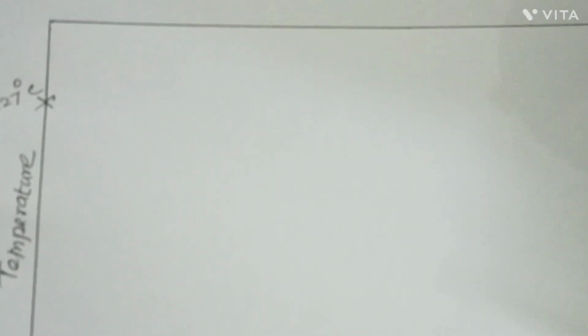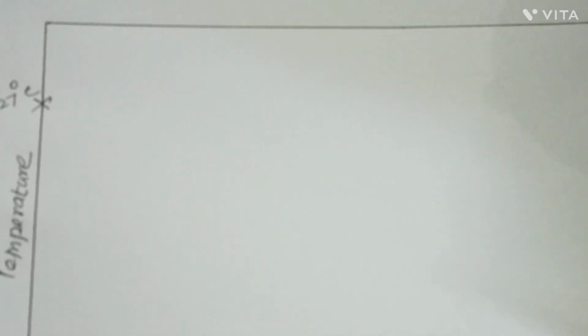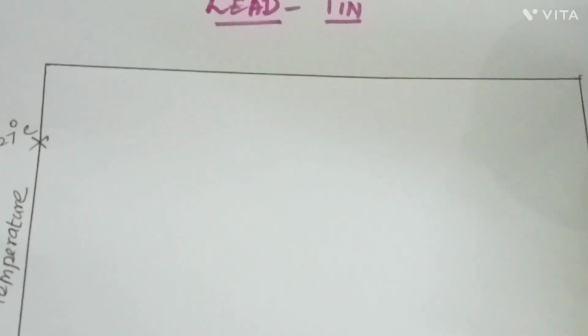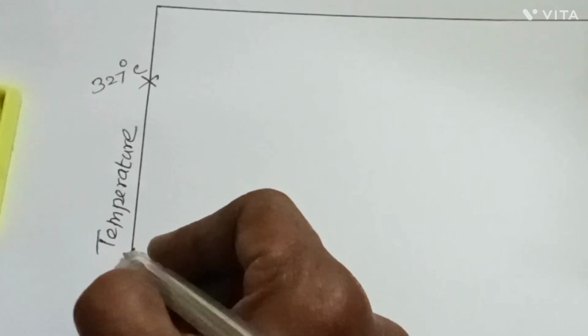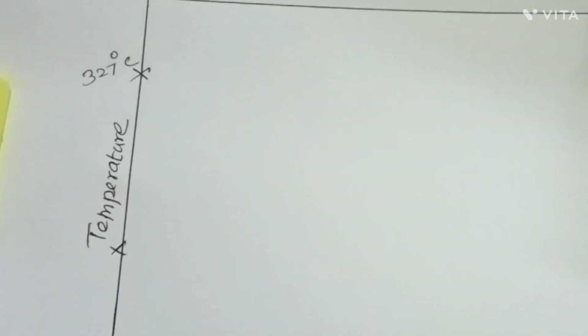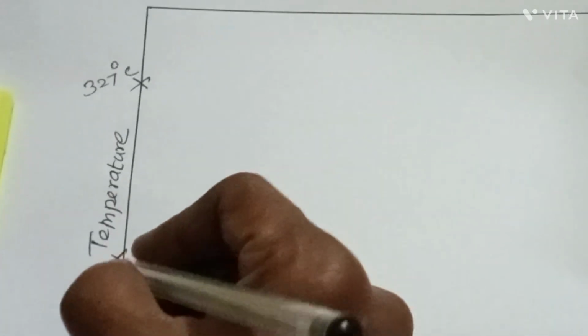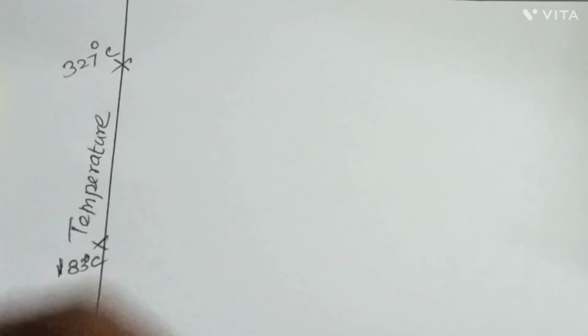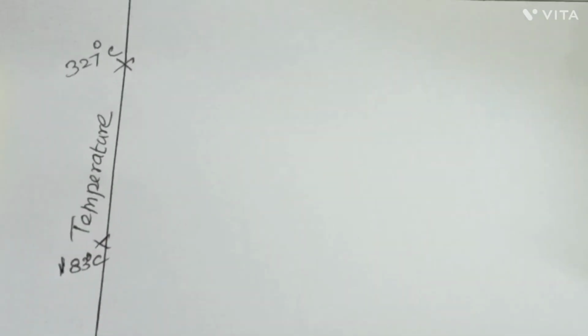After this, draw a horizontal line at 183 degrees Celsius, which is the melting point of the eutectic mixture. So what is a eutectic mixture? A eutectic mixture is one which has a constant temperature, which is the lowest temperature of the system. The system consists of three eutectic mixtures.